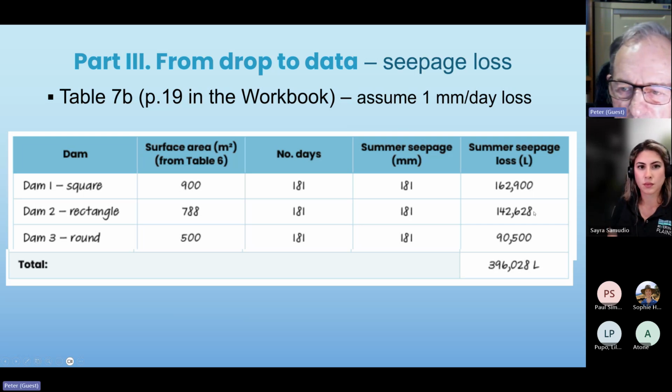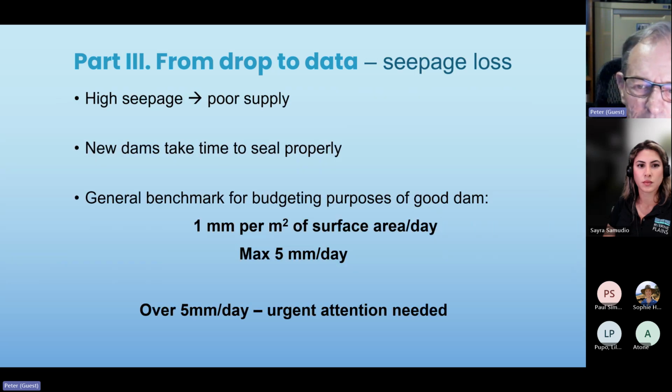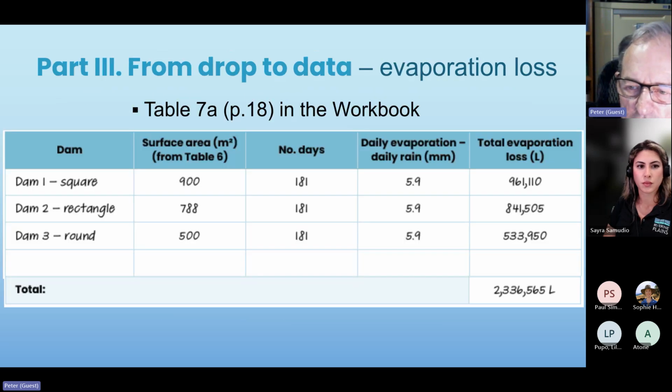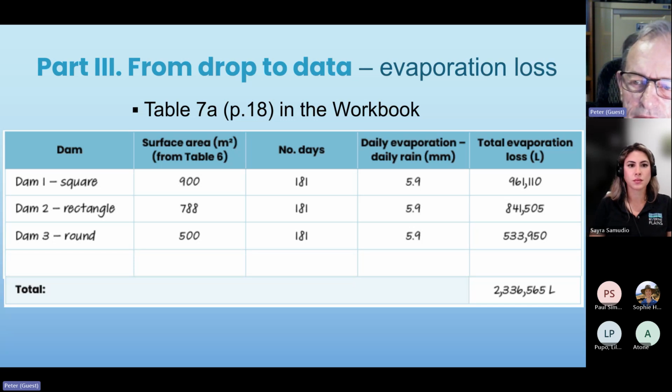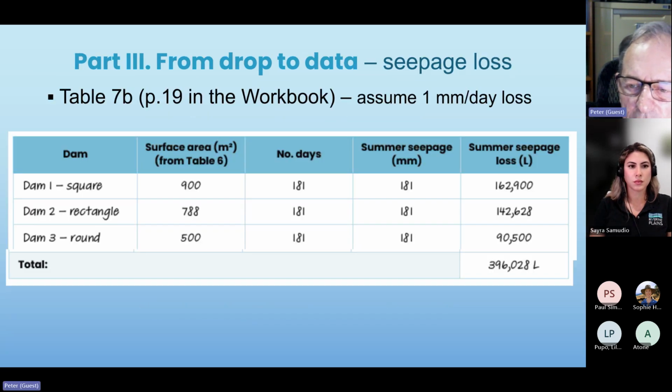And then for the other two dams, you can see the figures, which adds up to nearly 400,000 litres of seepage. That's water that your stock can't drink, and it's water for the most part that you can't get back. So we've got two fairly big losses, around about 2.3 megalitres of evaporation and around 0.4 of a megalitre of seepage, which we can't do much about.